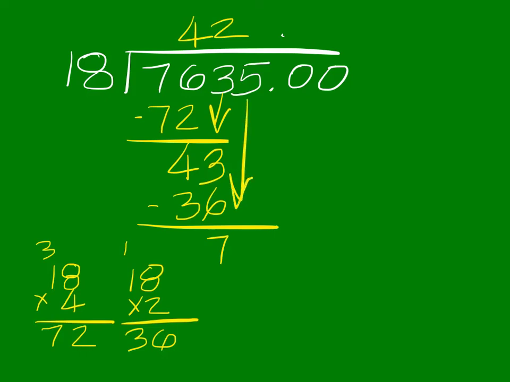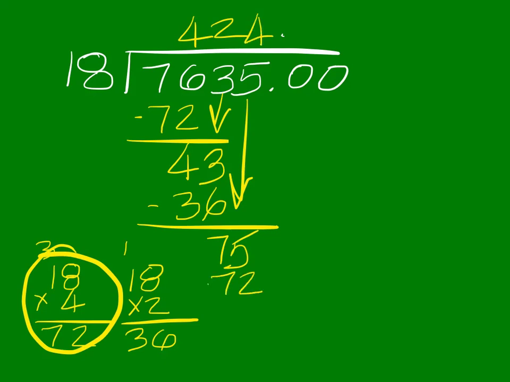Bring the 5 down. How many times can I get an 18 to go into 75 without going over? 4 times. 4 times. Yeah, that's right. We've already done this. So 4 times 18 is 72, 75 minus 72 is 3, and then drop a 0. How many times will 18 go into 30 without going over? Once.